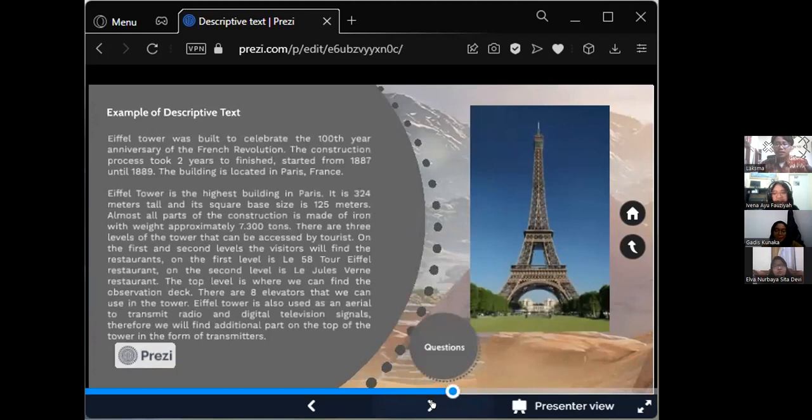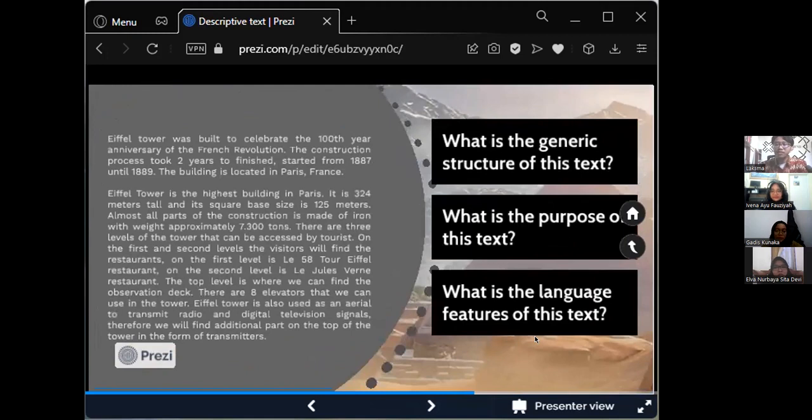Okay, after reading this, let's go to the questions. There are 3 questions, still related to this material, of course. The first is, what is the generic structure of this text? Anyone still remember what the generic structure is? Identification and description. Okay, can you see it? What is the identification and what is the description part? The identification is the first paragraph because there is the thing that we describe, and the description is the second paragraph because it explains the characteristics of the thing. Okay, great. You are correct. That's a really good answer.